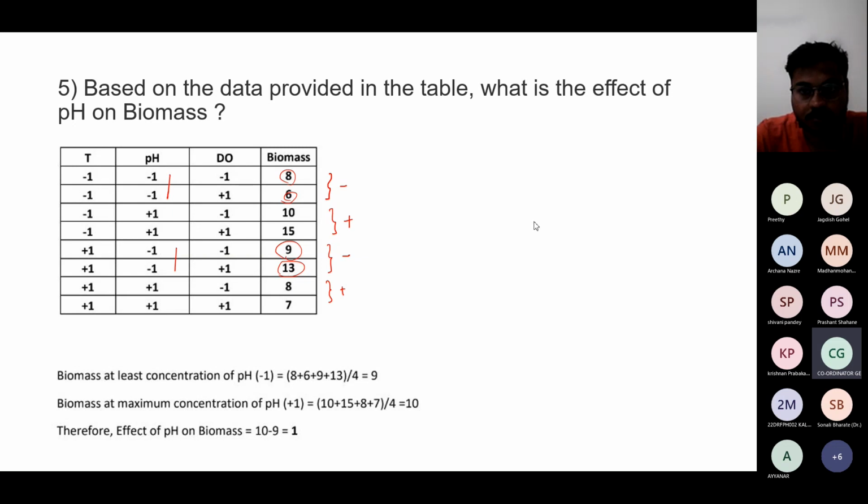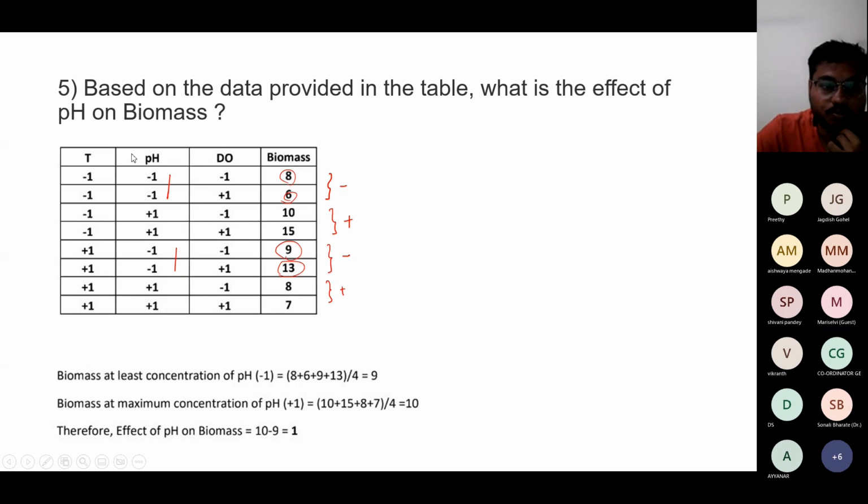Still, I am confused, sir. Okay, since we are calculating the effect of pH on biomass, for pH, wherever the pH value is negative, we are separating those terms out, like 8, 6, 9, 13. And wherever the pH value is positive, 10, 15, 8, 7, we are separating that out. We are finding the averages of these two groups separately. For the least concentration, the average will be 9. For the maximum concentration, the average will be 10. Then we subtract the value for least concentration from the value for maximum concentration.